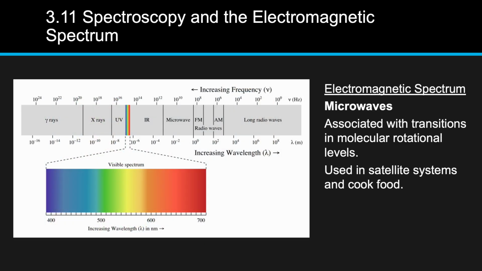All right, next up we have microwaves. Microwave radiation has longer wavelengths and lower energy than infrared. In chemistry, microwaves are associated with rotational transitions, which means they provide just the right amount of energy to make molecules rotate faster. We all use microwaves for cooking food.